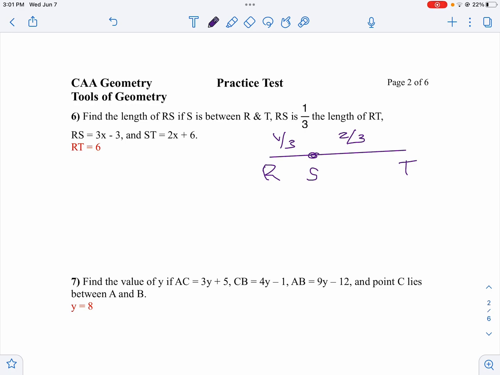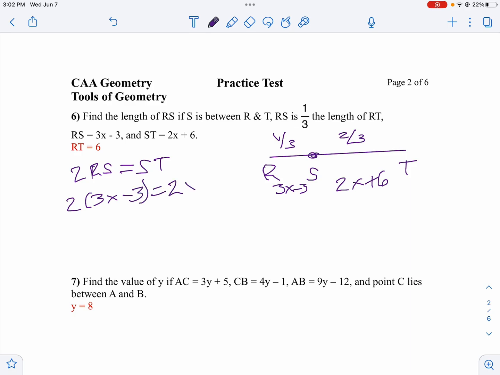And we're also told r to s is 3x minus 3. And we're told s to t is 2x plus 6. Now, I could do this in a couple different ways, but I think I'm going to use my fractions here. Notice s to t is twice as big as r to s. So if I take 2 times rs, that will equal st. So if I take 2 times 3x minus 3, I'll get 2x plus 6.